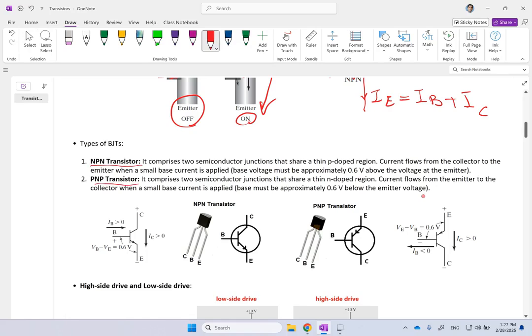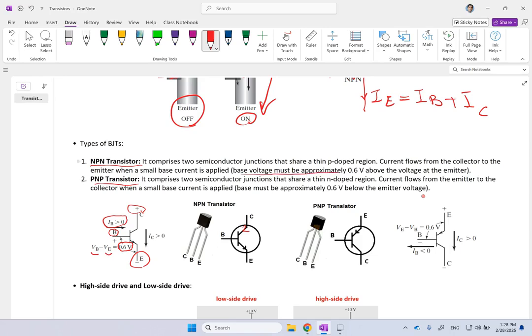In NPN, you see there are three legs: collector, base, emitter. The current, as you can see, is going from collector to the emitter, right? As you can see here. So the positive side is collector, the negative side is the emitter. And in order for it to run, you have to have some current in the base. And also the voltage between the base side and the emitter side should be at least something like 0.6 volts or something like that. So base voltage has to be bigger than emitter voltage.